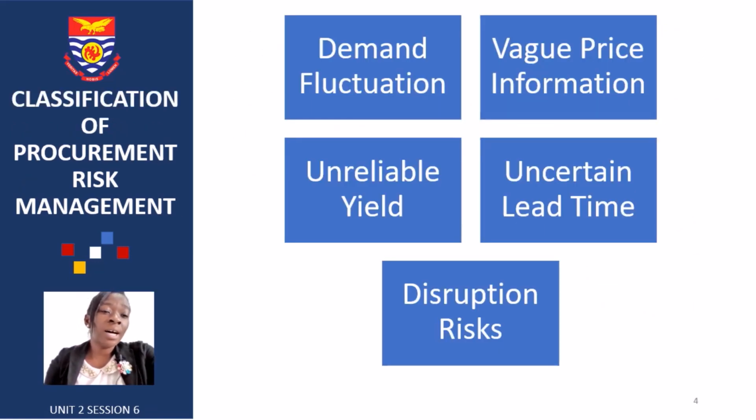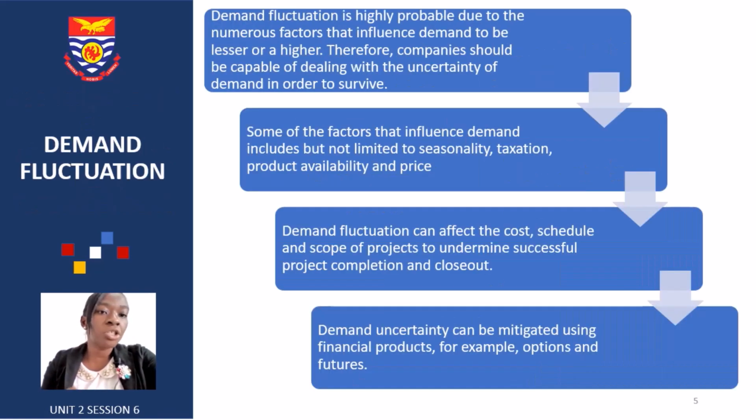Procurement risk can be classified into these five major types: demand fluctuations, vague price information, unreliable yield, uncertain lead time, and disruption risk. When we're looking at demand fluctuations, they are due to numerous factors that influence demand to be lessened or higher. Therefore, companies should be capable of dealing with uncertainties of demand in order for them to supply. Some of the factors that influence demand include, but are not limited to, seasonality, taxation, product availability, and price.